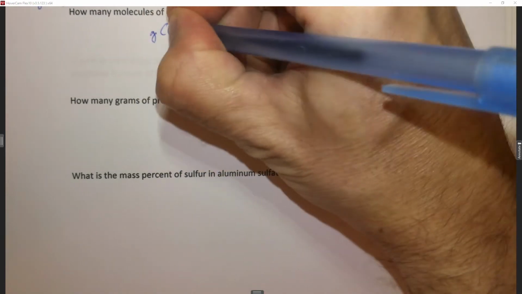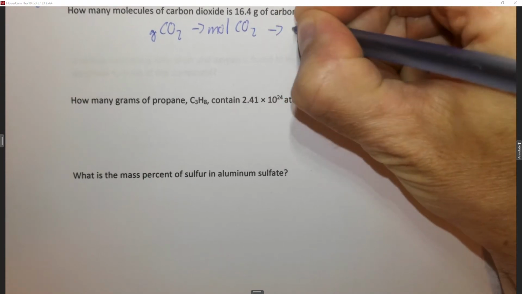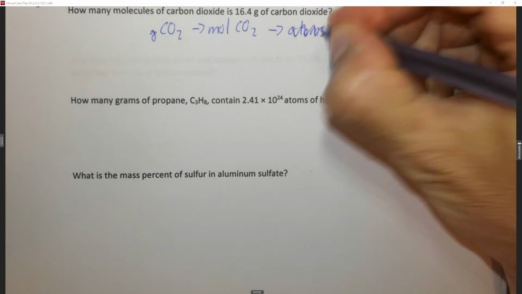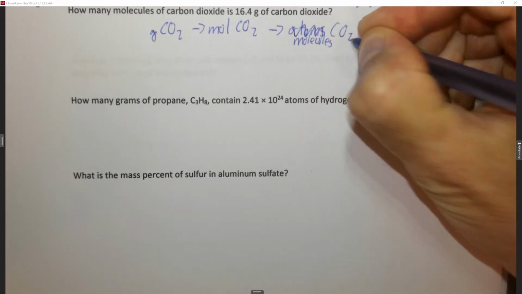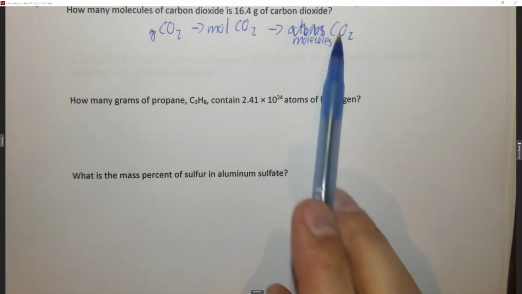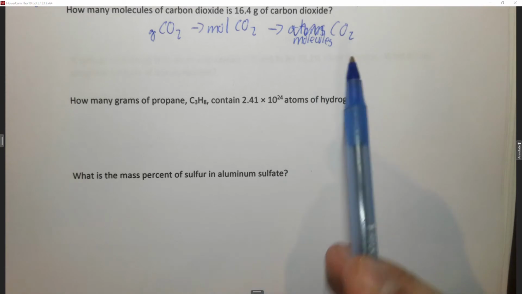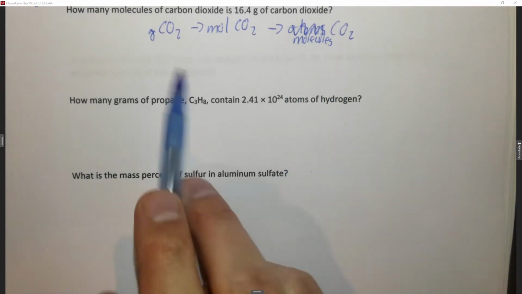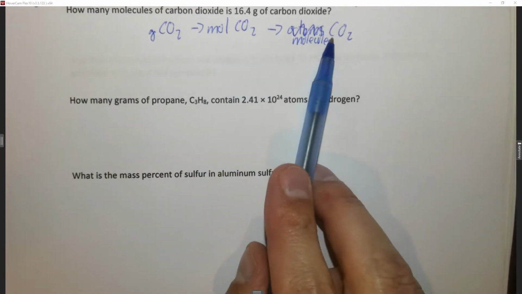So in this case, we want to convert from grams of CO2 to moles of CO2, and then finally to molecules of CO2. Atoms would be if it was just carbon or just oxygen, but because it's carbon and oxygen, two or more atoms make a molecule, so it should be molecules of CO2. So grams to moles has already been covered. Now the new thing is moles to molecules.